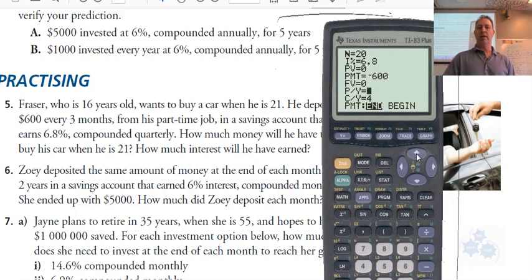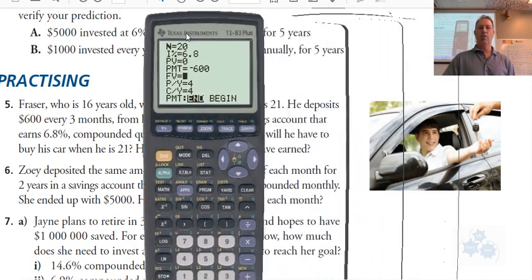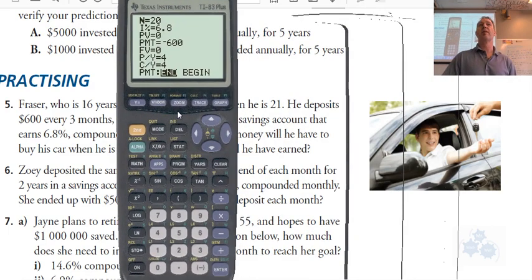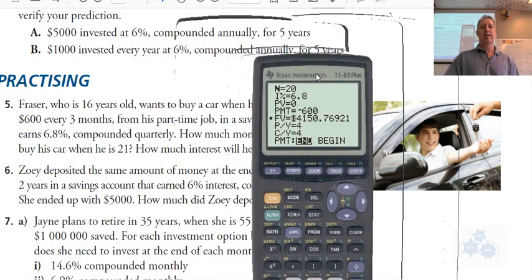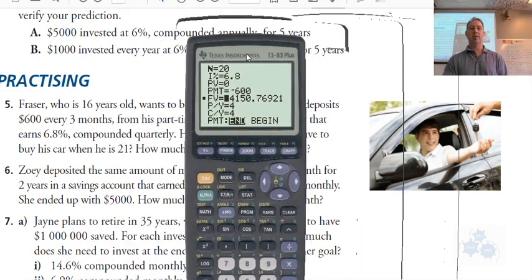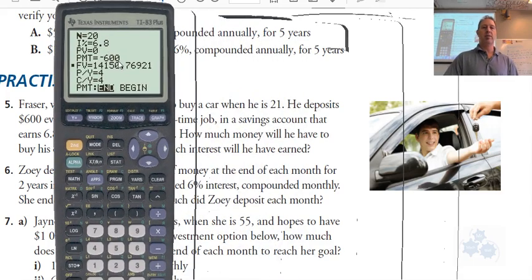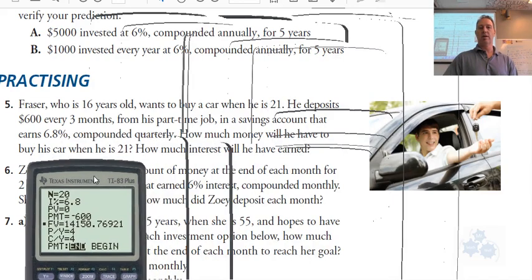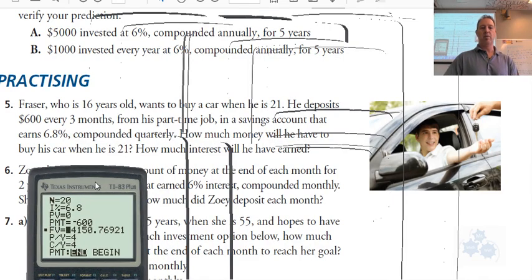So what do we need to find out? Future value, right? So we put our cursor on future value, and then how do I find that out? Alpha, enter should be to solve. Okay, so I get a future value of $14,150.77. Is that what you guys get? Does that line up with the answer in the back of the book? Yes, 14,150. All right, so that's how you do that, and we've got that right. How much money will he have to buy his car? That's the money there, $14,150.77.